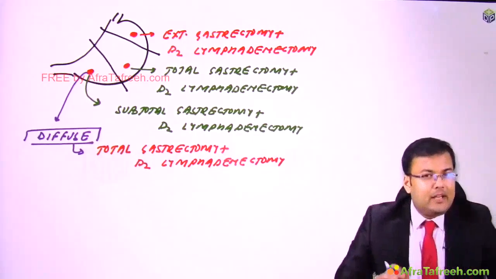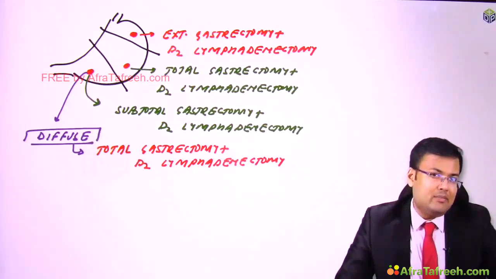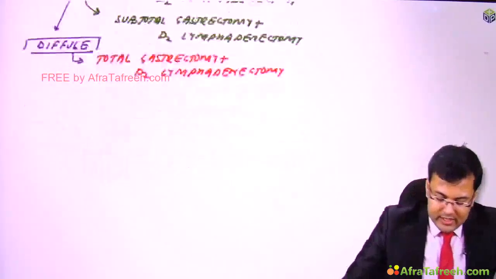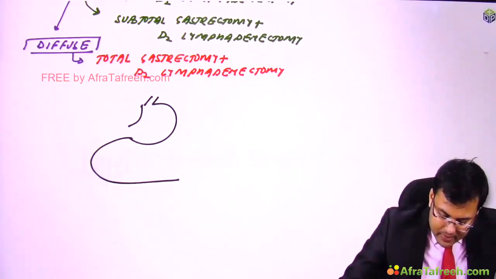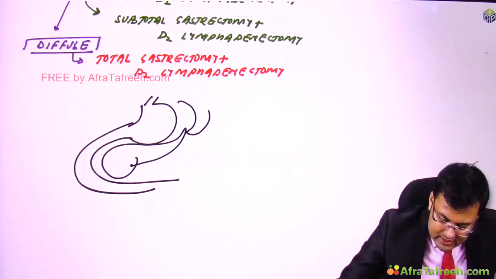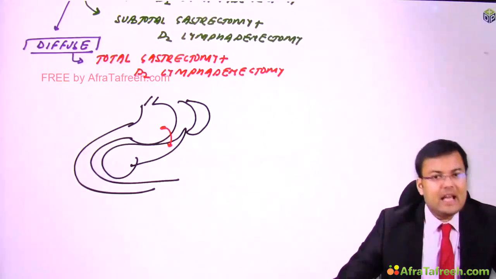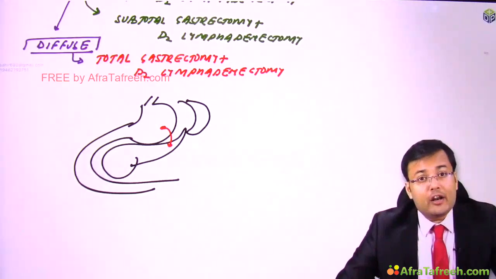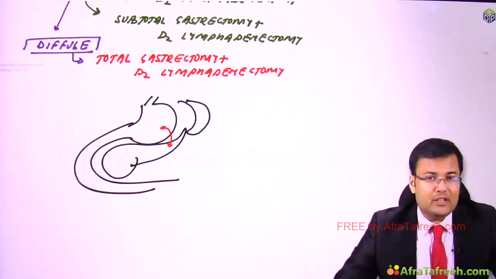Second concept, in which cases we have to go for splenectomy and distal pancreatectomy. Now see, it's easy to understand. This is the stomach, this is the duodenum, this is the pancreas, and this is the spleen. Suppose there is carcinoma stomach directly involving or infiltrating body or tail of pancreas. In those cases, we go for distal pancreatectomy.